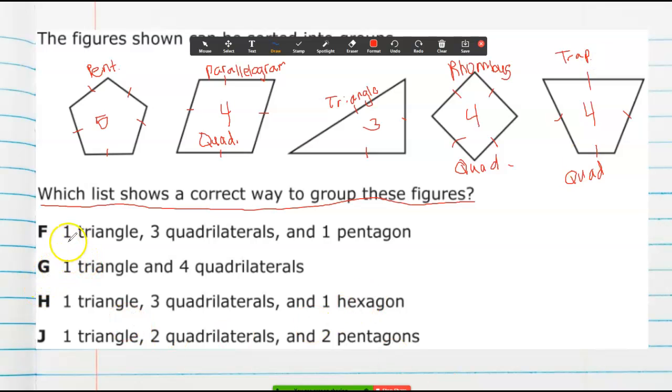Okay, so F, 1 triangle, yes. 3 quadrilaterals, 1, 2, 3, yes. And 1 pentagon, yes. Okay, 1 triangle, yes. 4 quadrilaterals, 1, 2, 3. Nope, I don't have 4, I have 3. Okay, 1 triangle, 3 quadrilaterals, 1, 2, 3, and 1 hexagon. I do not have a hexagon. 1 triangle, 2 quadrilaterals. No, I have 3, and I don't have 2 pentagons. So my answer is F.